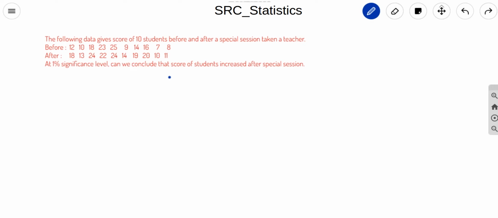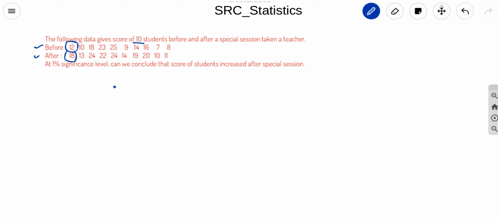Why are we doing a paired t-test? See the data. The data is based on the score of 10 students, and they are tested twice, before the special session and after the special session. For the first student, before the special session his score is 12 and after the special session his score is 10. So for each student we have paired data. Similarly for 9 students. That is why this data is called paired data, and when we compare the mean, the paired t-test is used.